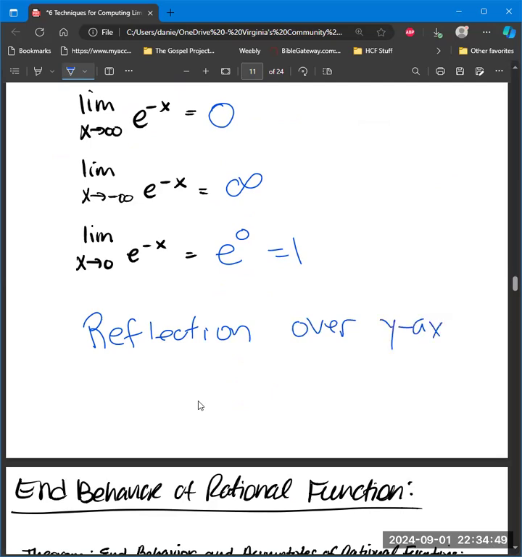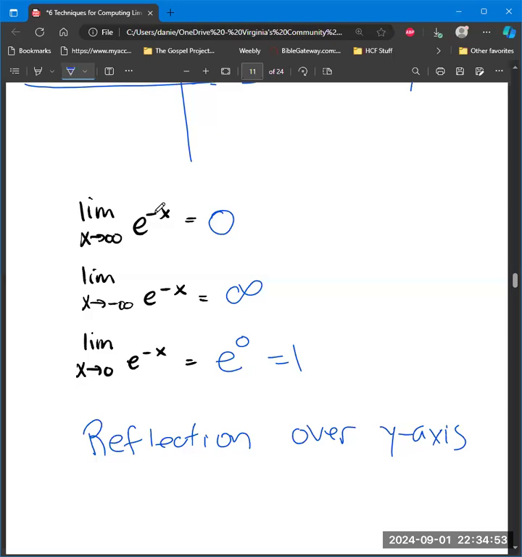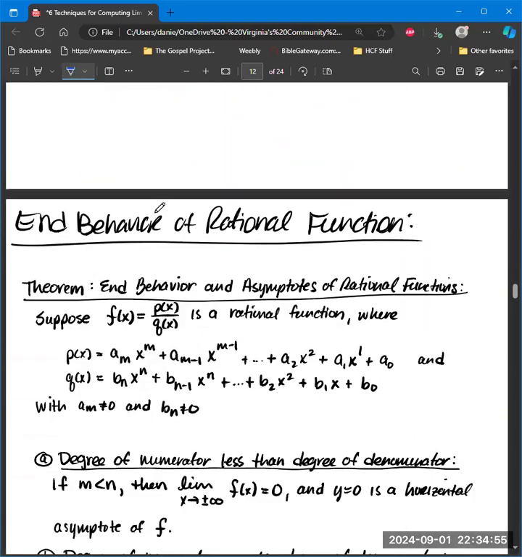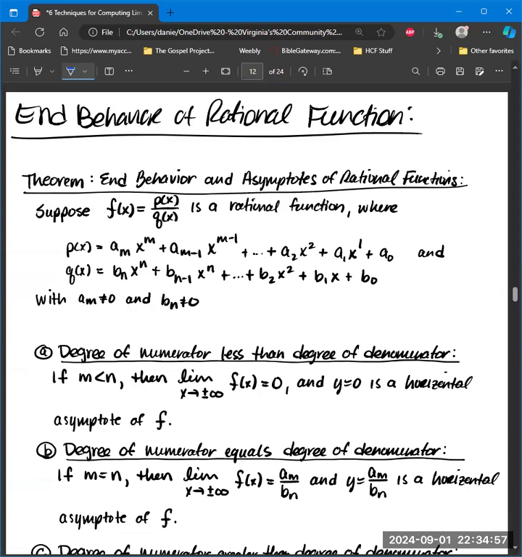If you remember your transformations from pre-calculus, that negative sign in front of x made a reflection over the x-axis. Let's talk about the end behavior of a rational function. End behavior and asymptotes of rational functions.